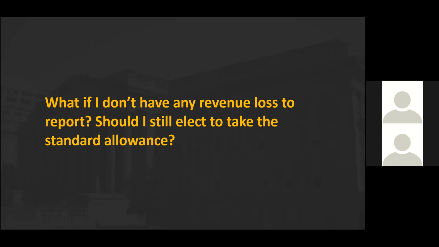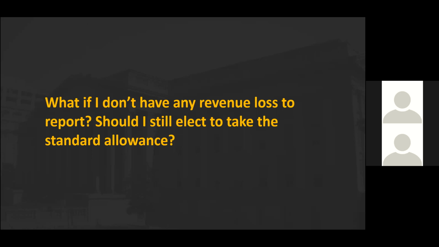Oftentimes we get questions of, what if I don't have any revenue loss to report? Should I still elect to take the standard allowance? And the answer is yes. If you're a recipient that has less than $10 million in allocation, we provided the standard allowance, the option to elect the standard allowance to presume that you have revenue loss that you can claim.